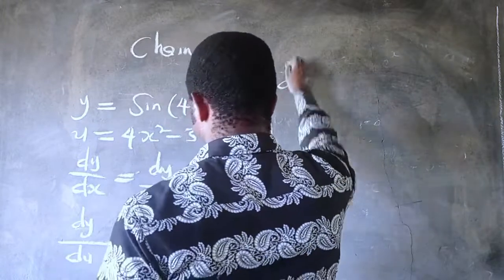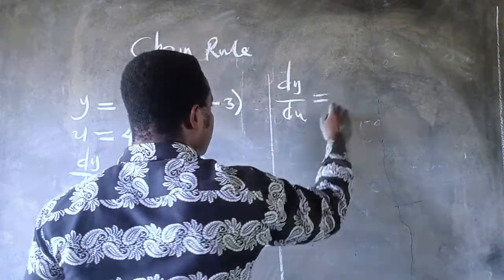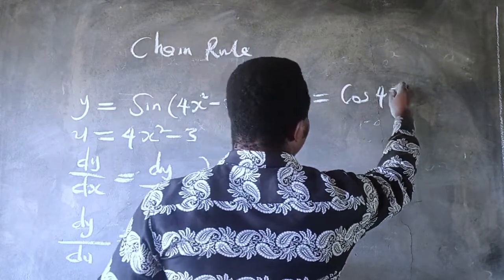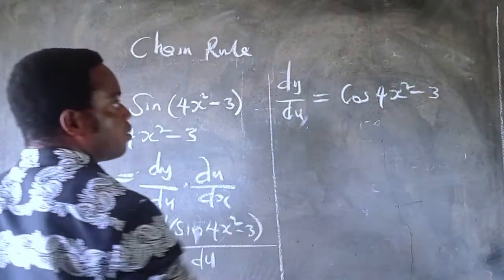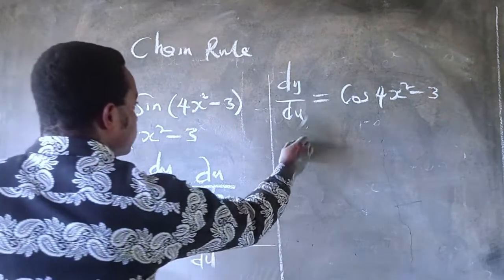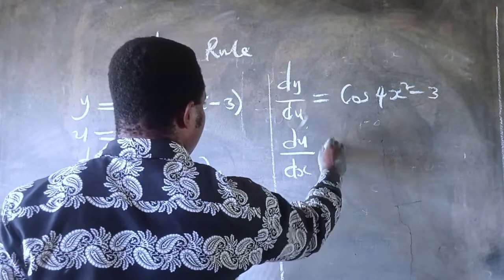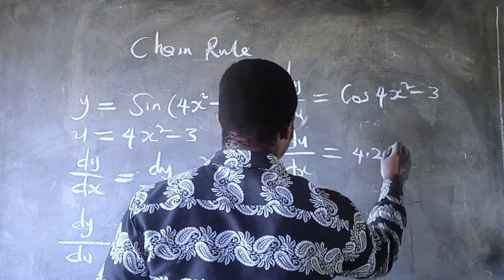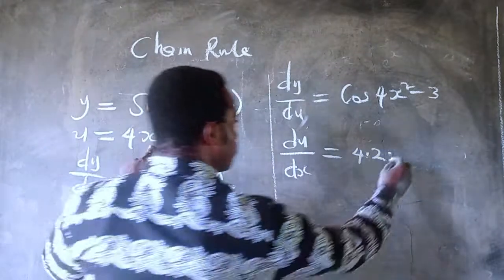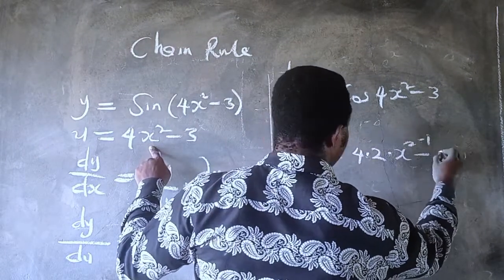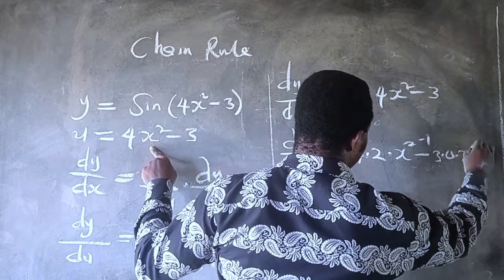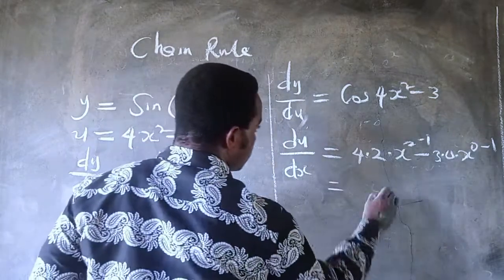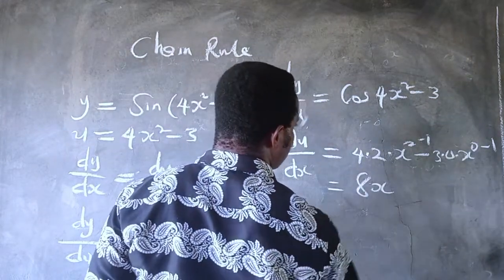Okay, so the expression for dy/du is going to be the differential of sine u, which is cos u. Our u is 4x raised to the power 2 minus 3. I hope you are not confused. So du/dx is the derivative of u, which is 4 multiplied by 2 and multiplied by x raised to the power 2 minus 1, minus 3 multiplied by 0, x raised to the power 0 minus 1. We have x raised to the power 0 there. So we have 8x.